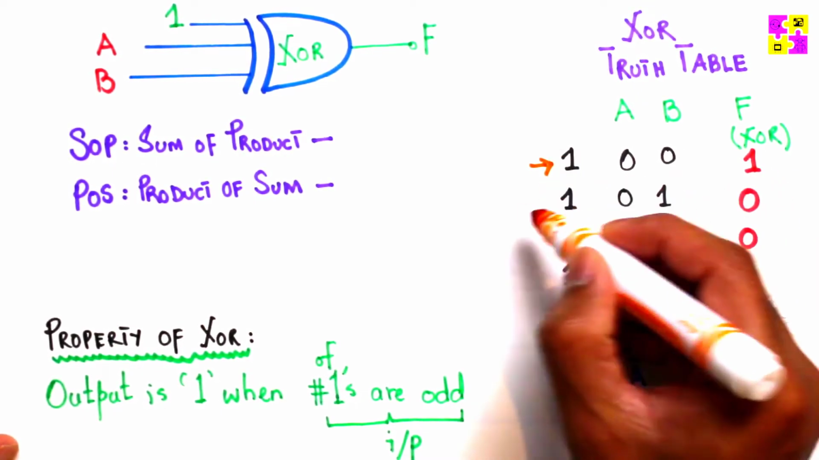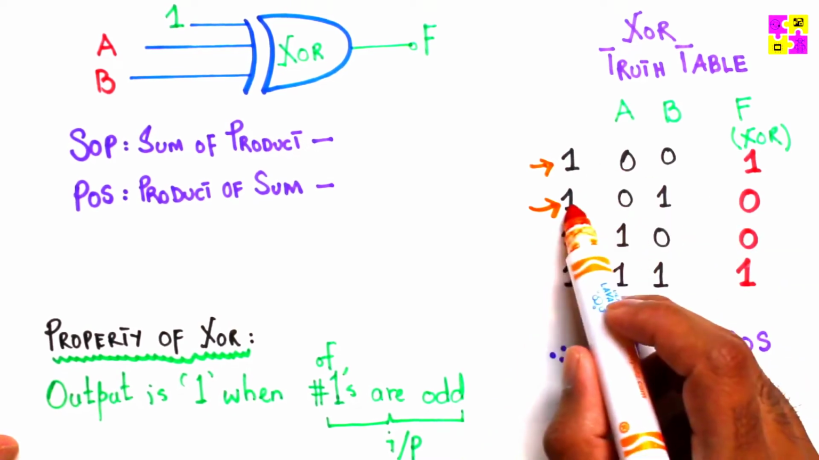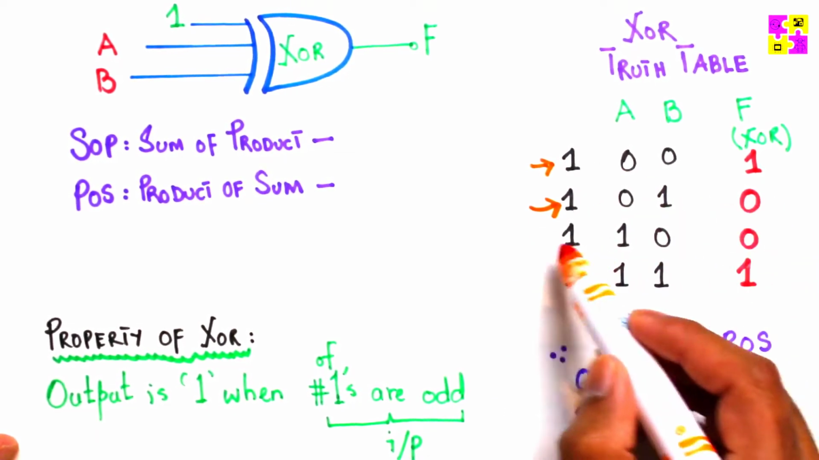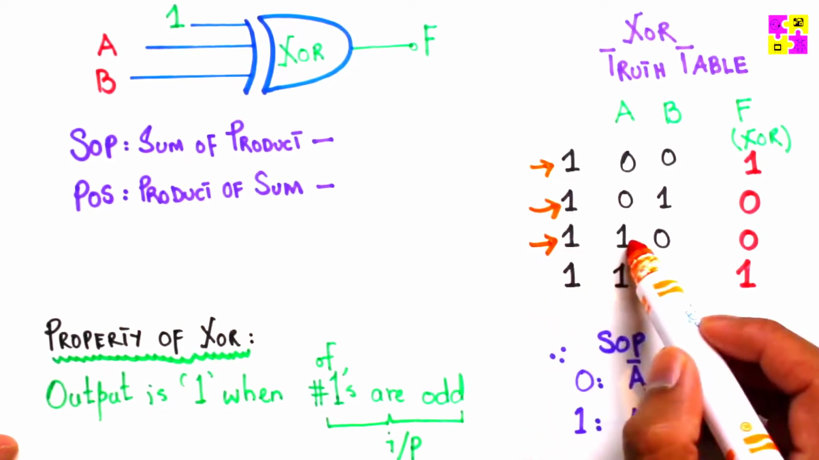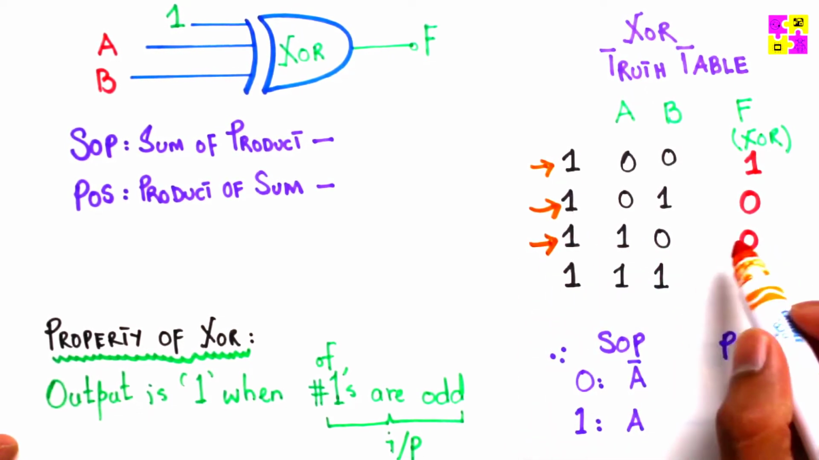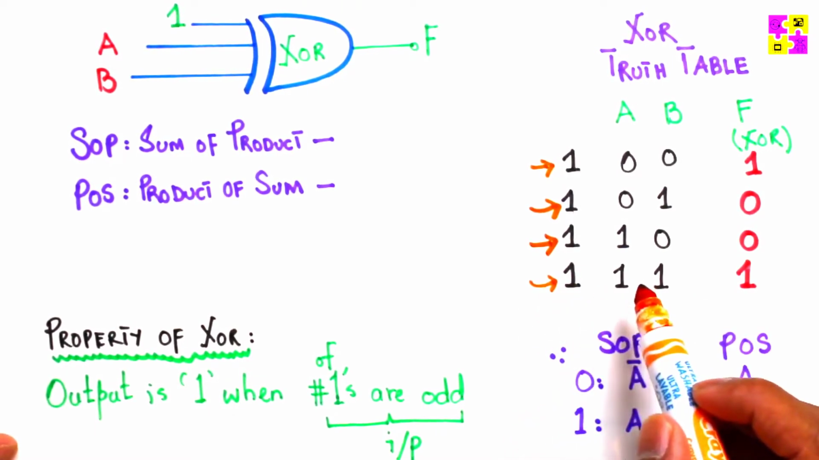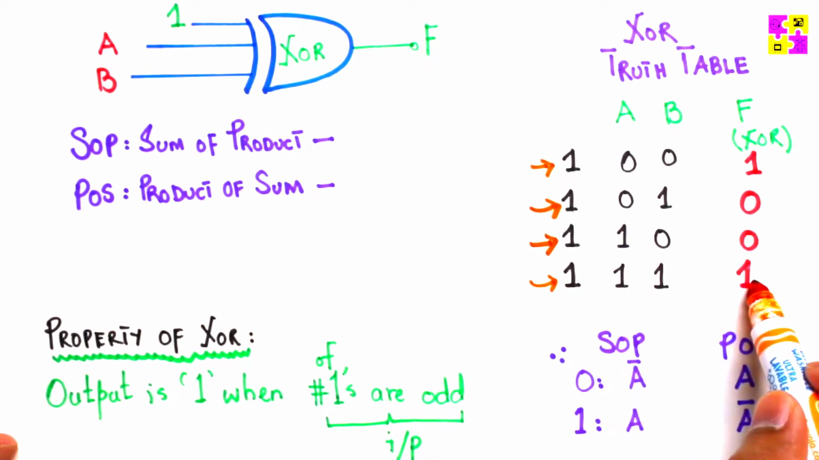If you look at the second combination, we got 2 inputs that are high, so that makes it even, so the output is 0. Again, same thing: 2 inputs are high, makes it even, output 0. But if you look at the last combination, the number of ones is odd, and that makes it 1, right?